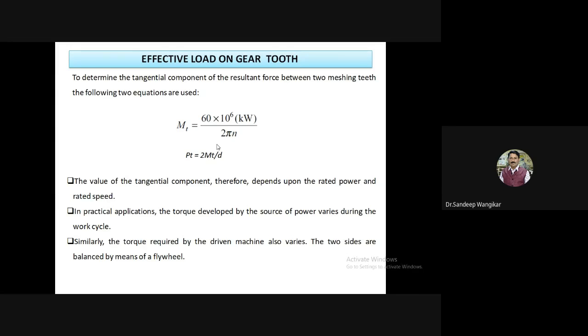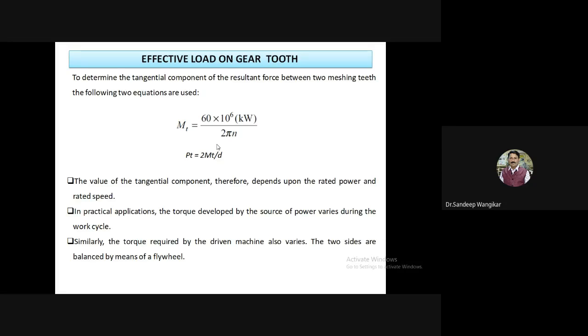So both the strengths, beam strength and wear strength, should always be greater than P_eff, the effective load acting on the gear tooth. By how much amount? By an amount of, for example, 1.5 times. That 1.5 is nothing but the factor of safety. So by this amount, they should be greater. In this way, we have to proceed for the numericals.